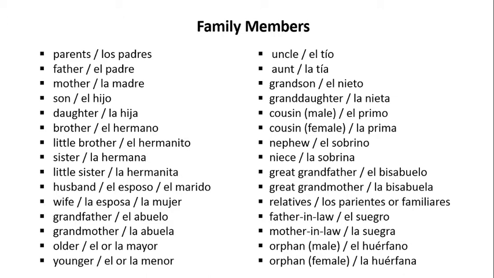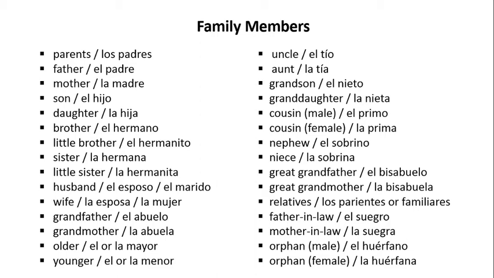Parents is los padres, father is el padre, mother is la madre, son is el hijo, daughter is la hija, brother is el hermano, little brother is el hermanito, sister is la hermana, little sister is la hermanita, husband is el esposo or el marido, wife is la esposa or la mujer, grandfather is el abuelo, grandmother is la abuela, older is el or la mayor, younger is el or la menor.